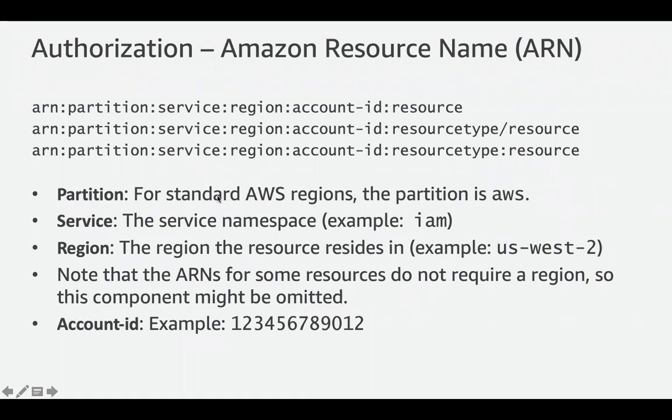Partition is AWS for standard regions, because AWS has two types of regions. One is the standard regions, which can be accessed publicly by anybody. Once you have an account, you can log into a standard region and start provisioning resources, such as in Mumbai, Singapore, North Virginia, Ohio, Oregon, and London, and all these places.